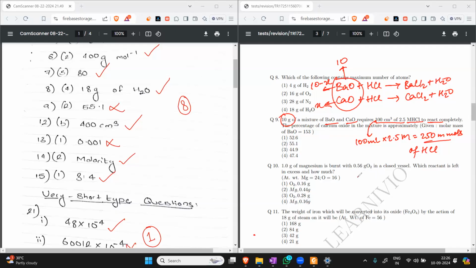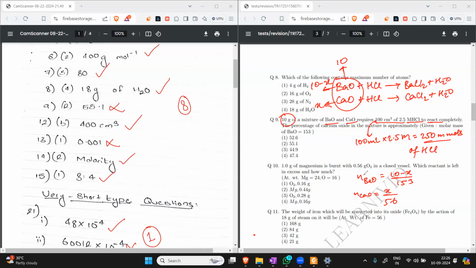So we can calculate the number of moles of barium oxide. I'm writing barium oxide, it is equal to 10 minus x divided by 153. And number of moles of calcium oxide will be given as x upon, what is the molar mass of calcium oxide? Calcium molar mass is 40. 40 plus oxygen 16 will be 56. यहाँ तक does it make sense?